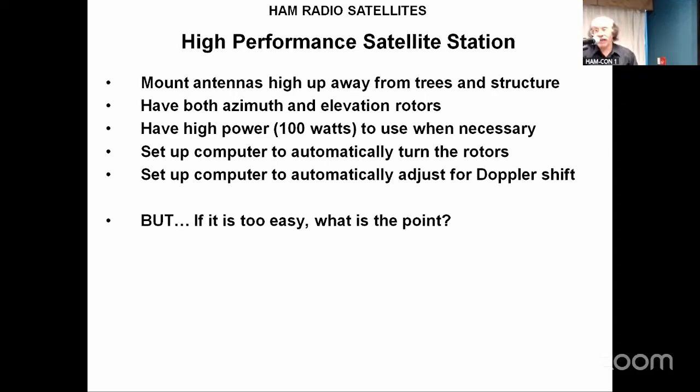So you want to have both azimuth and elevation rotors. I don't have an elevation rotor. You want to have the high power to use when necessary. And then what they do is they have computer control to turn the rotors. So the computer knows what direction it is, and it automatically moves the elevation rotor, moves the azimuth rotor, whatever. And then the computer also adjusts for the Doppler shift. Okay, what do you need to be there for? I mean, really, the computer's doing all the work. You just say, hi, here I am, whatever.